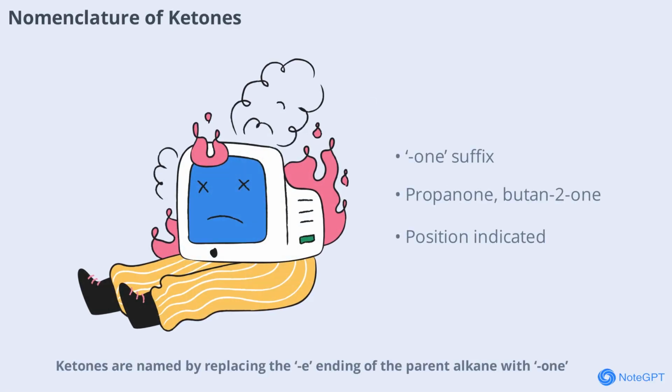Ketones are named by replacing the E ending of the parent alkane with one. The position of the carbonyl group is indicated by a number if necessary. For example, propanone is the simplest ketone, while butan-2-one indicates the carbonyl group is on the second carbon. Accurate naming helps chemists avoid confusion and ensures precise identification.